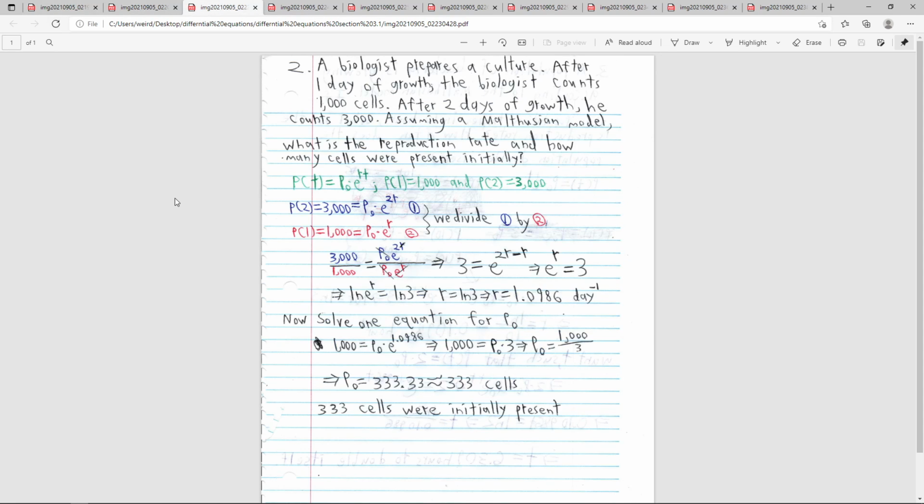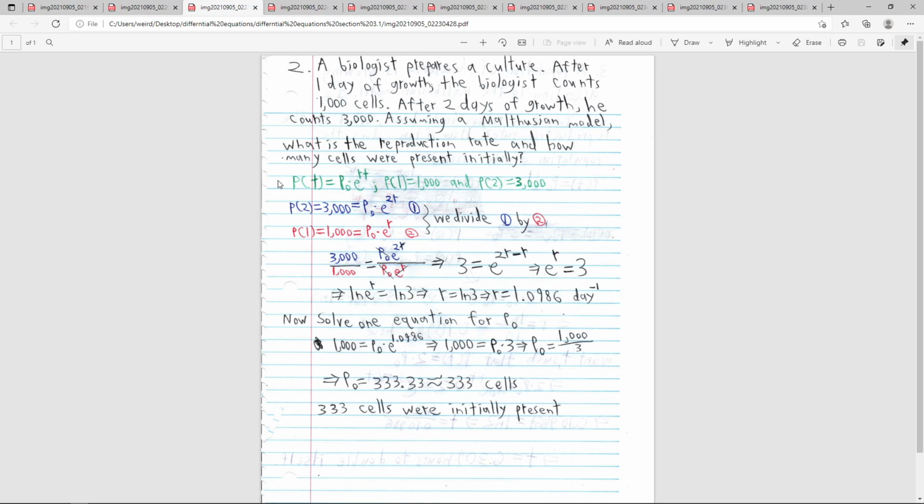A similar problem here with the same Malthusian model. We start off knowing that after 1 day of growth, it's 1,000 cells, and after 2 days of growth, 3,000. We assume a Malthusian model. What is the reproductive rate and how many cells are present initially? So we need to find r and we also have to find P0.